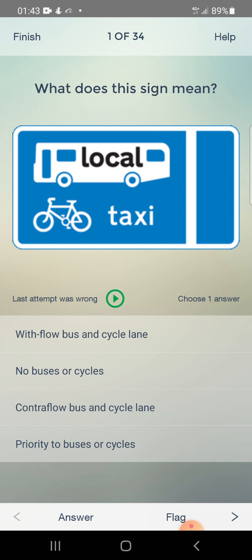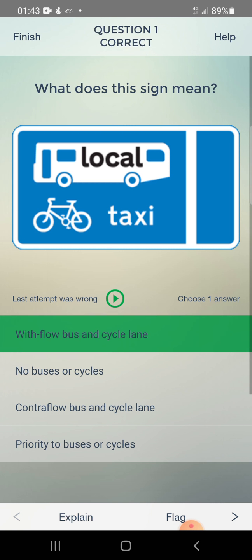What does this sign mean? With flow bus and cycle lane, no buses or cycles, contra flow bus and cycle lane, priority to buses or cycles. So first one, with flow bus and cycle lane.